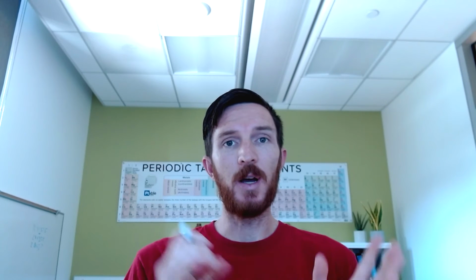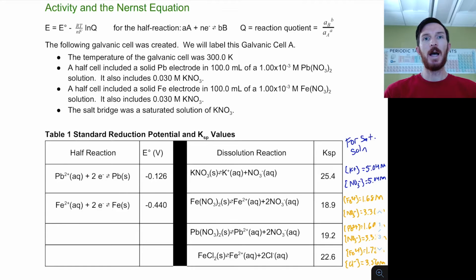The goal of this video is to give a tutorial discussion of how we approach this problem. Our problem here is that we have a galvanic cell provided to us with specific amounts of different ions or substances. So we have an iron side and we have a lead side. We have solid lead, lead ions. We have solid iron, iron ions. And then we also have potassium nitrate present in those solutions.